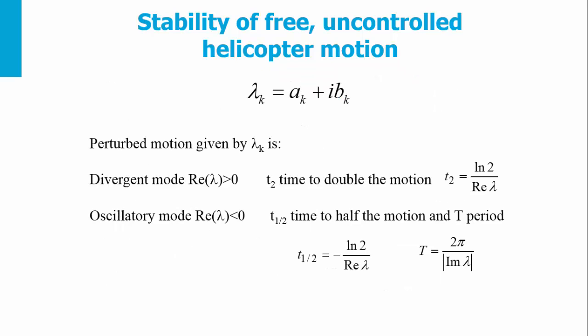Also, you see that if you have an oscillatory motion, one can have a divergent mode if the real part of this value, so the A, is higher than 0, and one can define the time to double the motion. And you have an oscillatory mode if this real part of the mode is smaller than 0, and one can define in this case for an oscillatory mode the time to halve the motion and the period of the motion.